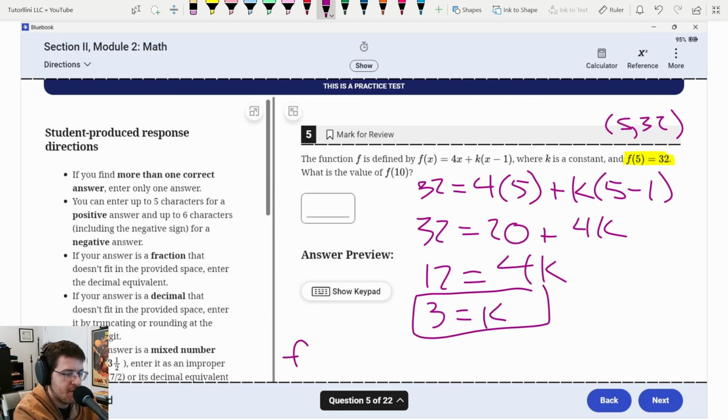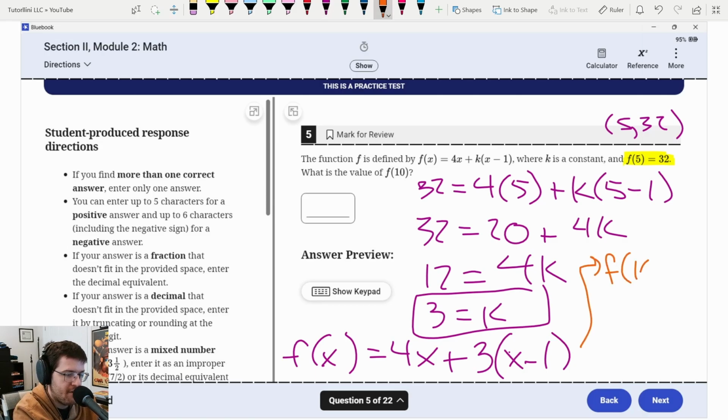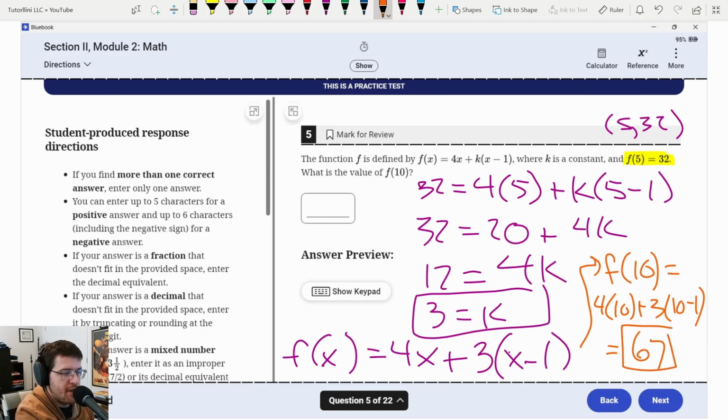So we now know the function is f of x equals 4x plus 3 times x minus 1, because k is 3. And we can do f of 10. To do that, you just replace all the x's with 10. So 4 times 10 plus 3 times 10 minus 1. That's 40 plus 27, which is 67. And that is the answer. We can definitely do probably most of this on Desmos. Let's go do that.